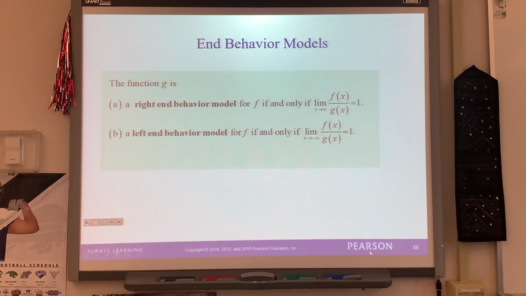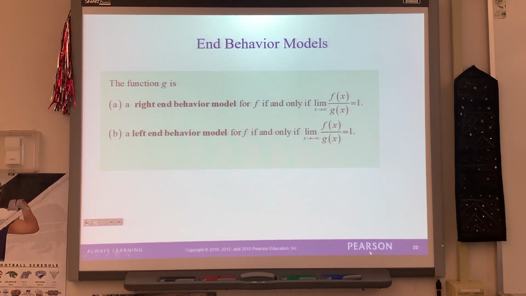Okay. So next we're going to talk about this idea of end behavior model. A function g is a right end behavior model for the function f if and only if, there's that biconditional statement, the limit as x approaches infinity of f of x divided by g of x is 1. Basically, if you divide two functions and you get 1, what you're saying is that both of these functions are pretty much the same thing.